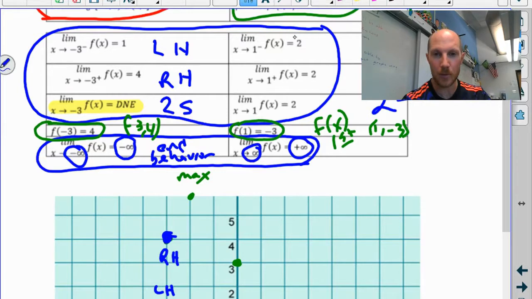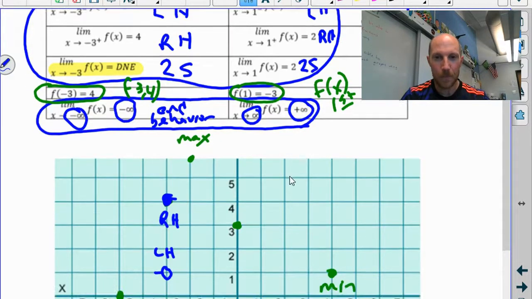The other limits in the right-hand column all have to do with an x value of 1. So I've got a left-hand limit at 2 as x approaches 1 from the left, a right-hand limit also at a height of 2, and the two-sided limit, also as x approaches 1, the function has a height of 2. So all three of those are the same. So at an x value of 1, I'm going to go up to 2.